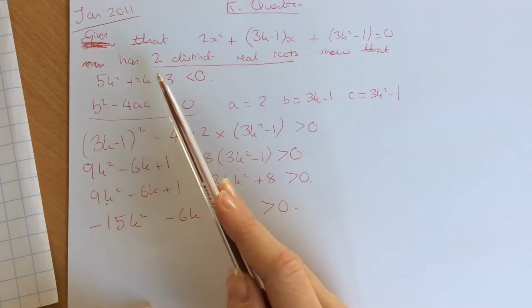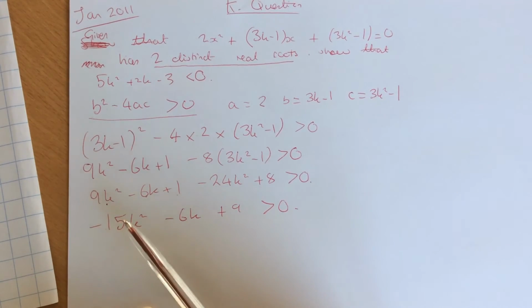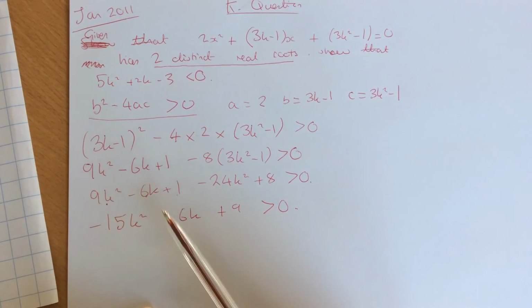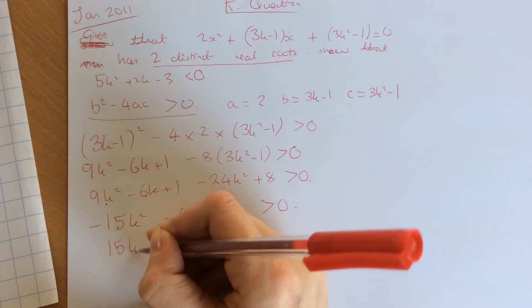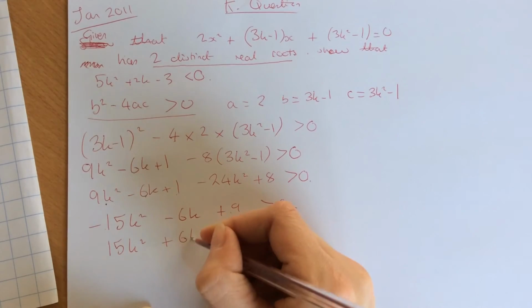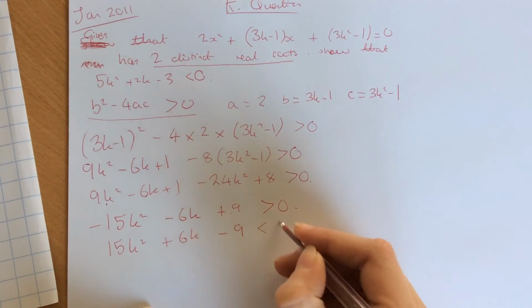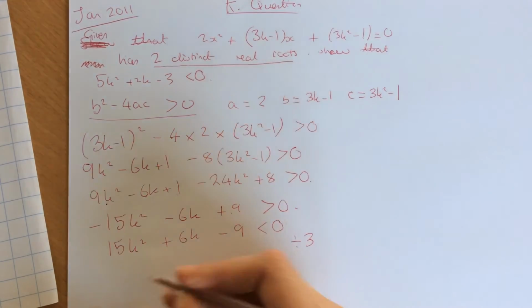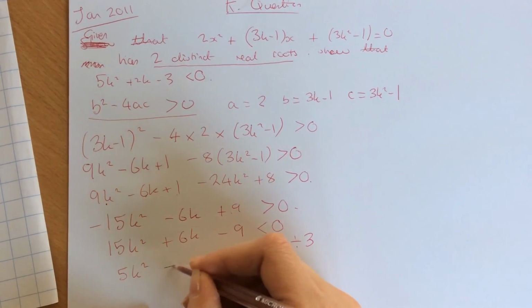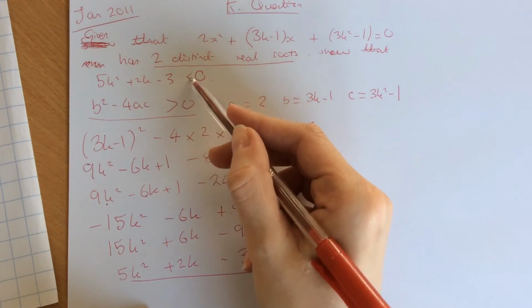Now we're almost there, we need to get down to this. Okay, now I also don't like having this negative here. So to get rid of the negative, you can either switch all the signs and switch this inequality, or move everything to the other side. So I'm going to switch the signs, so that becomes a positive, that becomes a positive, that becomes a negative. Because I switch the sign, I switch the inequality to look like that. And to get it down to our final bit, you divide by 3. So it's 5k squared plus 2k, take away 3, is less than 0, the same as the answer up here.